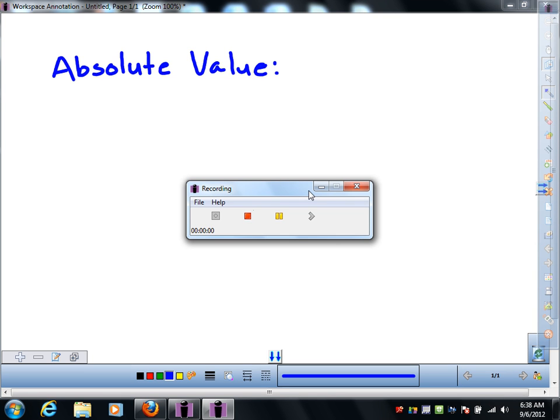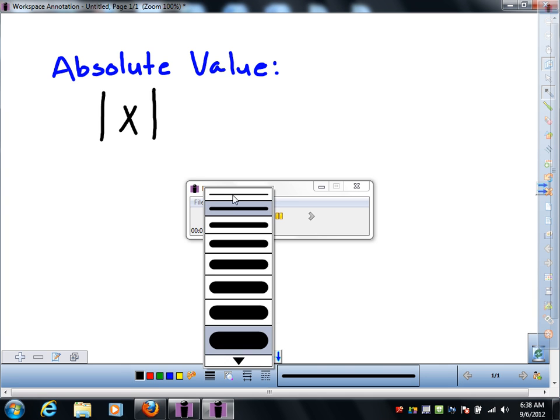When we talk about absolute value, we will be using the following symbols to represent absolute value. It'll be two vertical lines on either side of an object. In this case, we might put an X inside of there, or we could put some type of an equation. But the most important thing that we're talking about is what's the definition of absolute value.